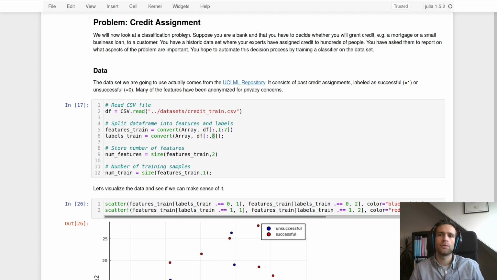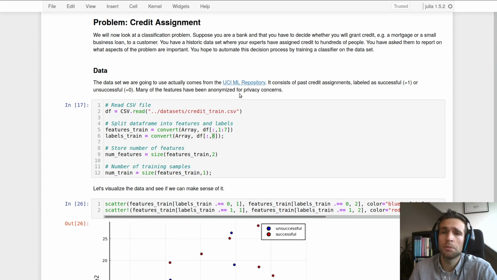You recorded all of those, and you've recorded for a number of customers whether they were successful in their credit application. This is a historic data set, and you want to automate your credit assignment decision process by training a classifier on this historic data set. So let's have a look at the data.